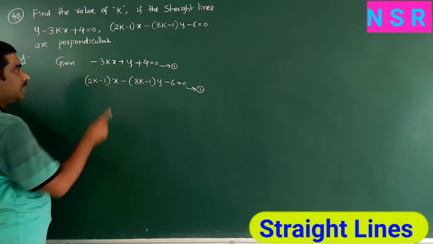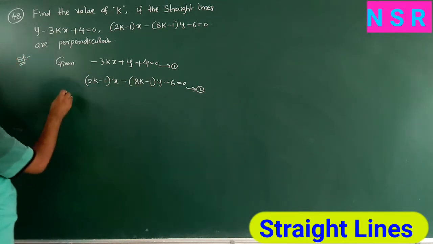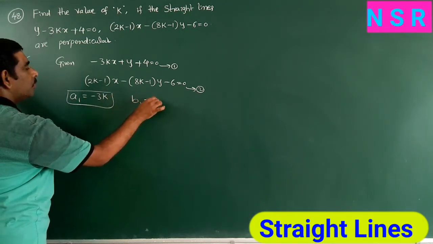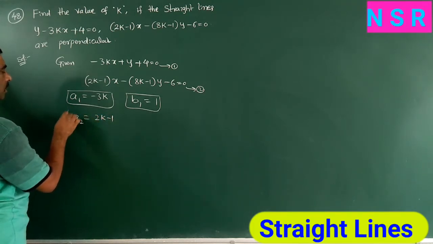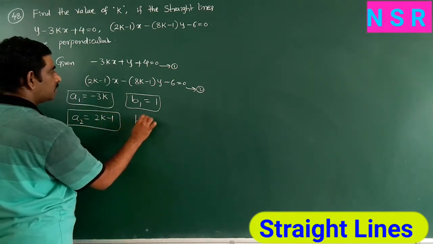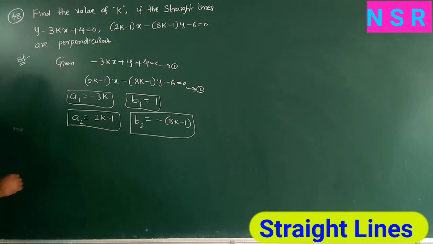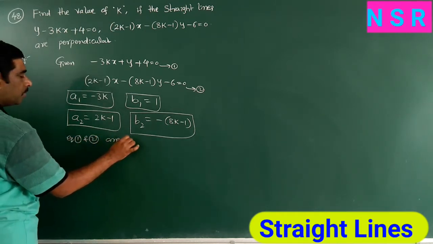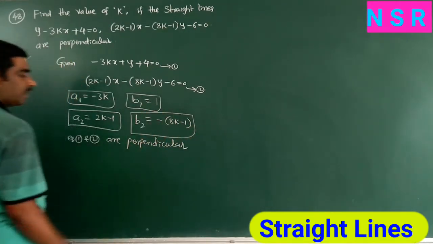So here the first equation is a1x plus b1y plus c1 and this is a2x plus b2y plus c2. So here a1 equal to minus 3k, b1 equal to 1. Next, here a2 equal to 2k minus 1 and b2 equal to minus of 8k minus 1. So we get a1, b1 and a2, b2. So here the given lines are perpendicular. So equations 1 and 2 are perpendicular.